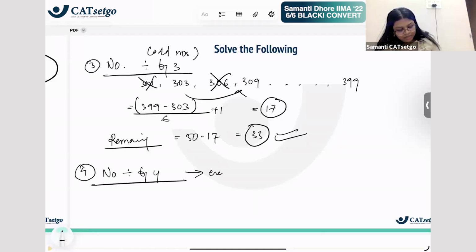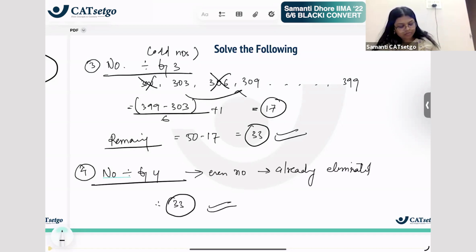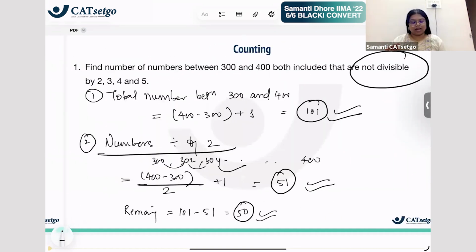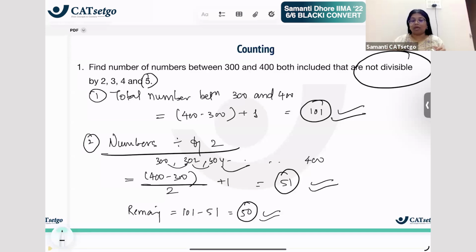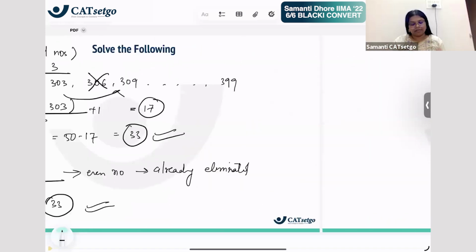So all of these are even numbers which are already eliminated, because when I counted multiples of 2, I already eliminated multiples of 4 also. So I still have 33 numbers which are not divisible by 2, 3 or 4. Now last, in the question they're asking they shouldn't be divisible by 5 also. Okay, so let me find how many numbers are divisible by 5.